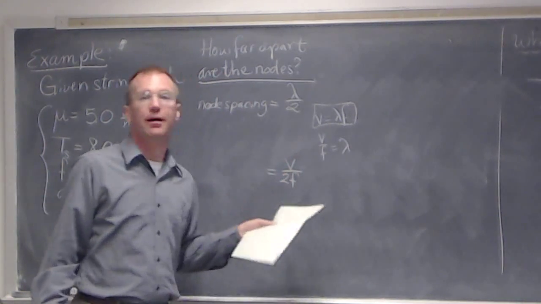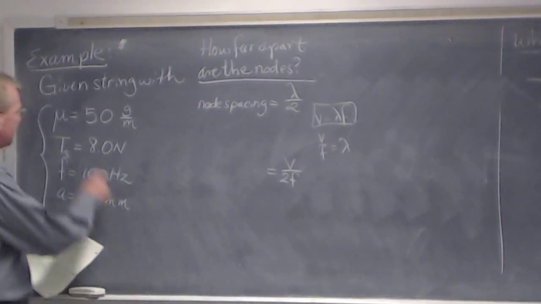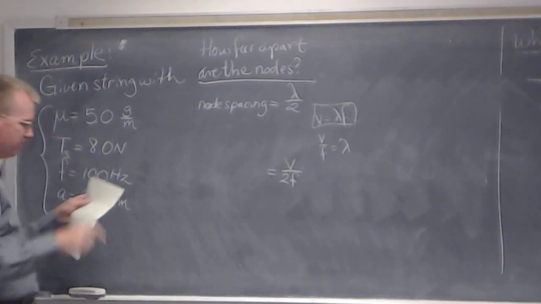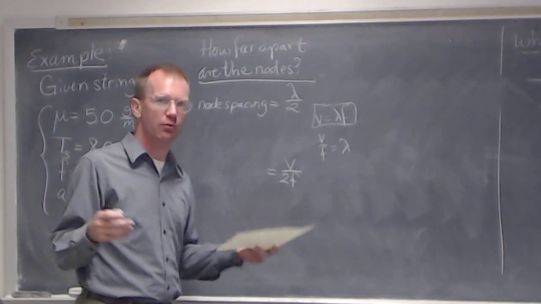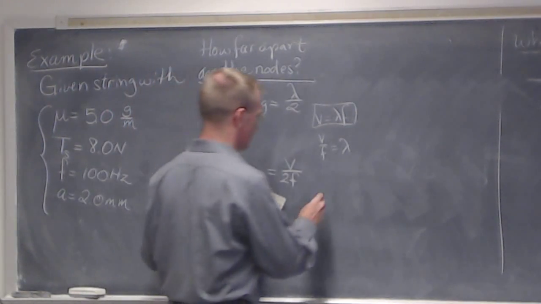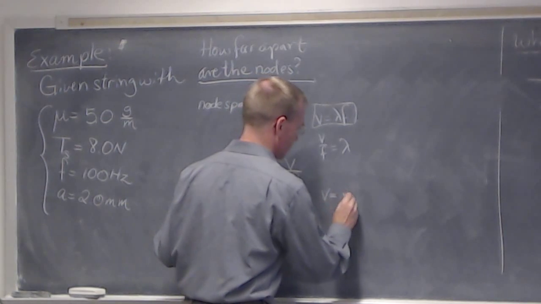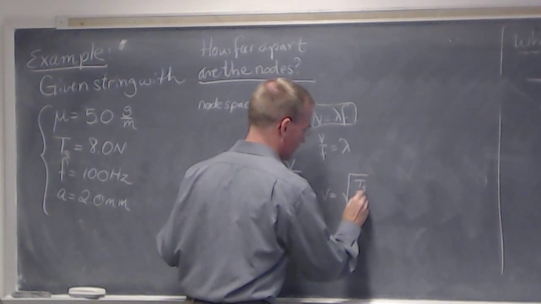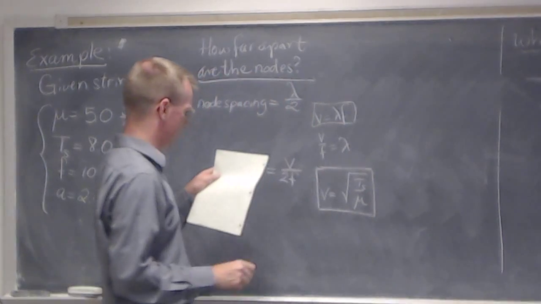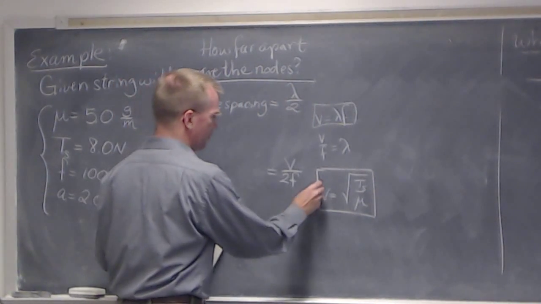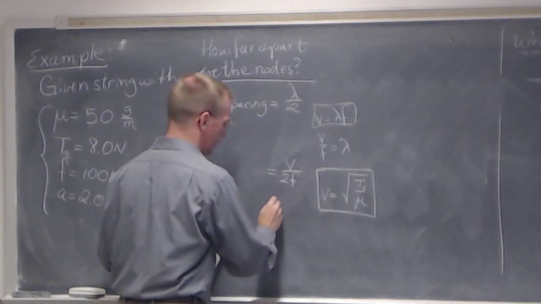Okay, now, what about the velocity? The velocity is equal to the square root of T over mu, T sub S over mu. The S differentiates it from the wave period. And I put that in, okay.